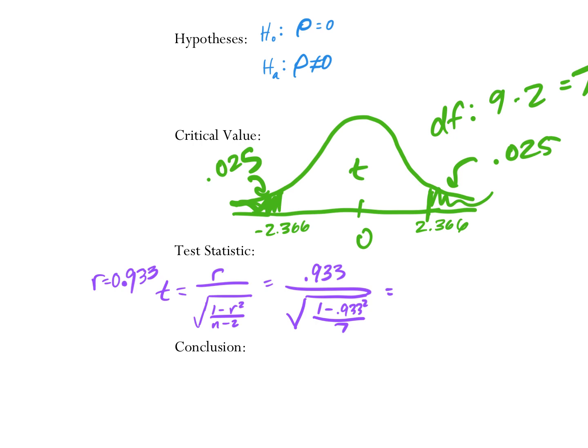Oh, you guys, I was about to make a huge mistake. There we go. So our t statistic is 6.859.